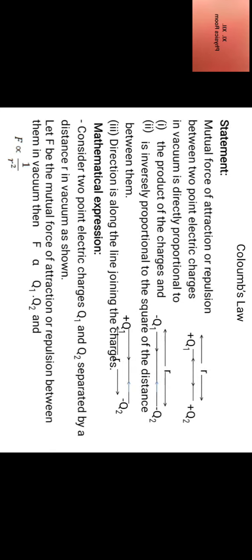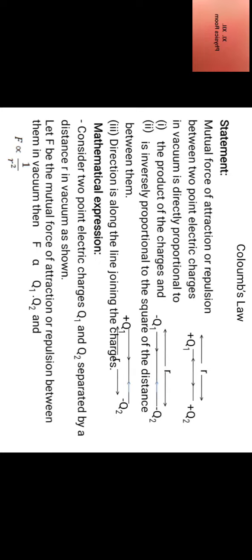What is the statement of Coulomb's law? Mutual force of attraction or repulsion between two point electric charges in vacuum is directly proportional to the product of the charges and inversely proportional to the square of the distance between them, and the direction of the force is along the line joining the charges.